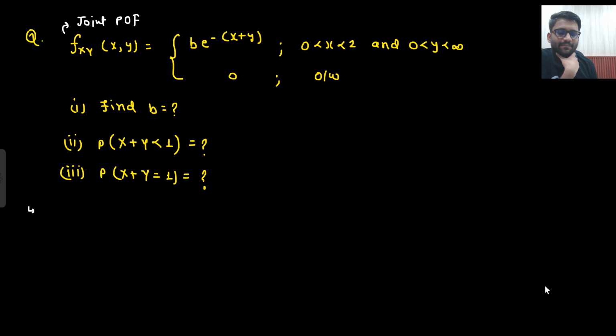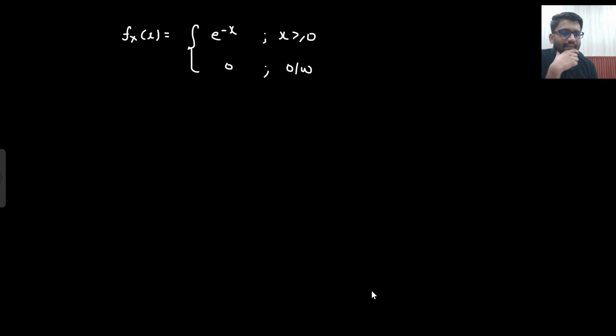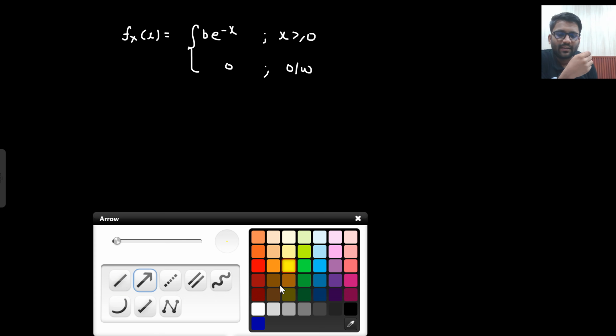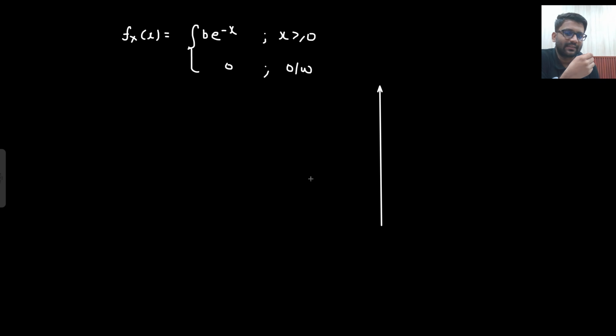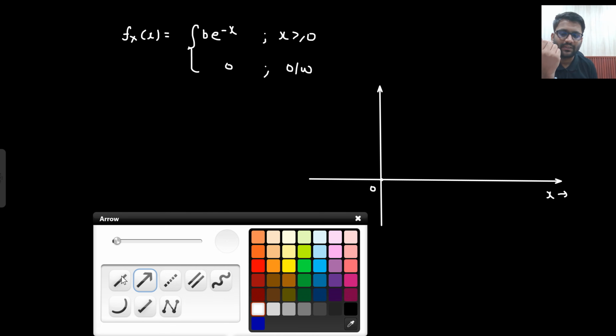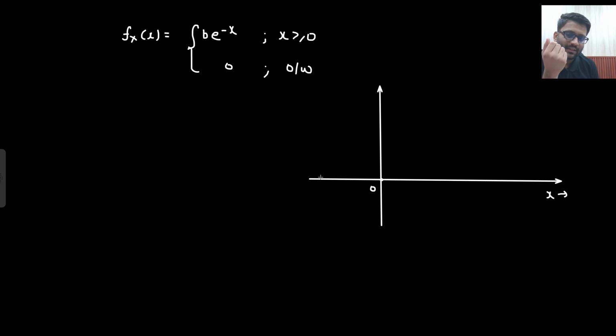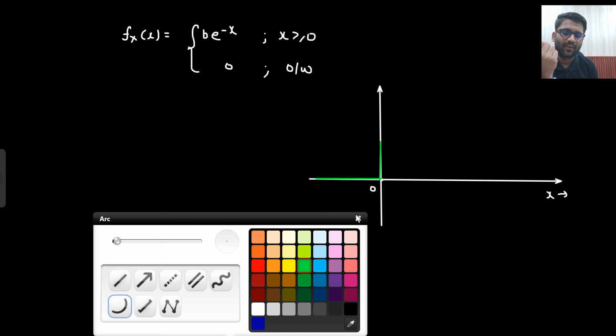So let's compare it with the 1-dimensional random variable. What I am doing is just comparing. Let's say my fx of x is given as e to the power minus x for x greater than or equal to 0, and otherwise 0. And let's put b here: b e to the power minus x. So what we can do is make the graph of fx of x versus x. I know that random variable x takes values from 0 to infinity, and with respect to that we have this particular graph. Before this it was 0, then at x equals 0 the value is 1, and at infinity it will again come down to 0. So this is the graph.